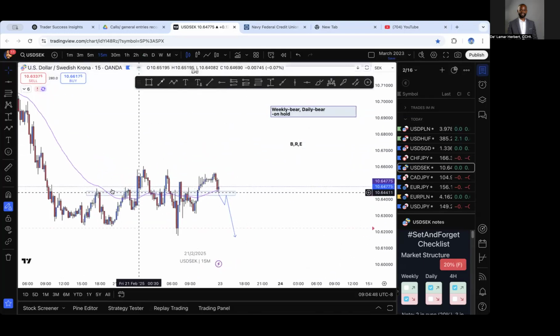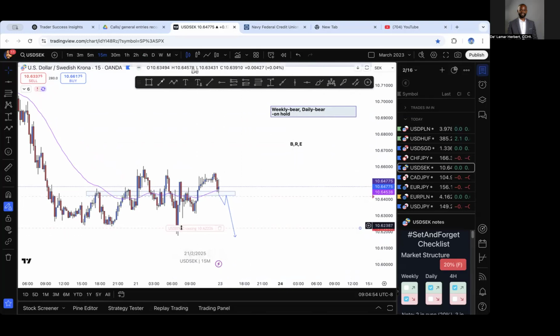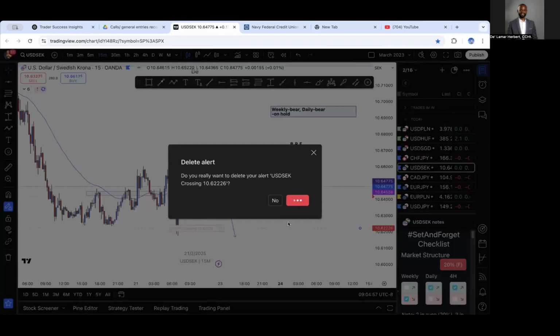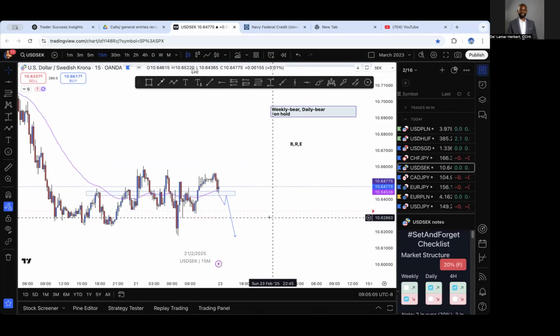So that's why I drew a line here. What I would need to see is a break. I'm going to throw my alert here. You need to see a break. I'm going to delete this one here. Right? Just need to see a, hold on. Uh-oh. I just caught it. So this would actually be the break.